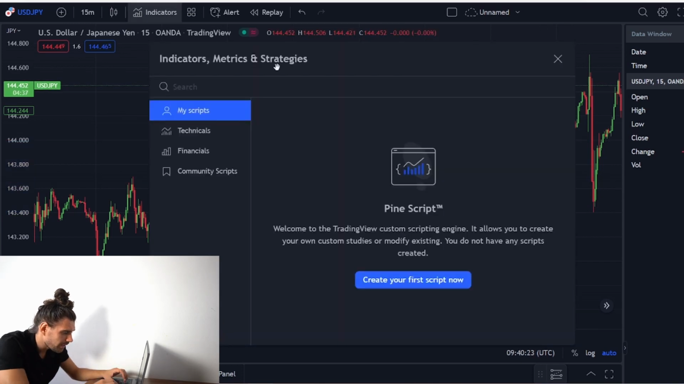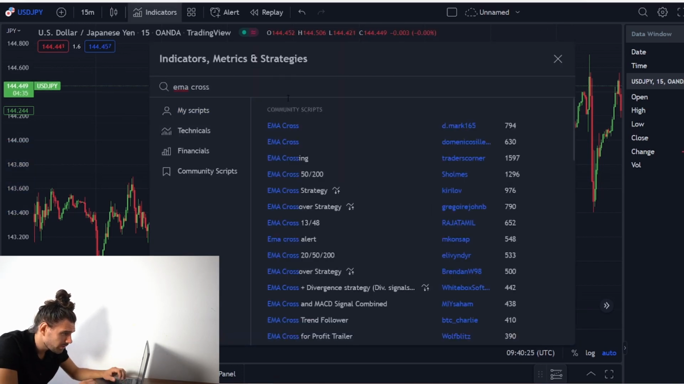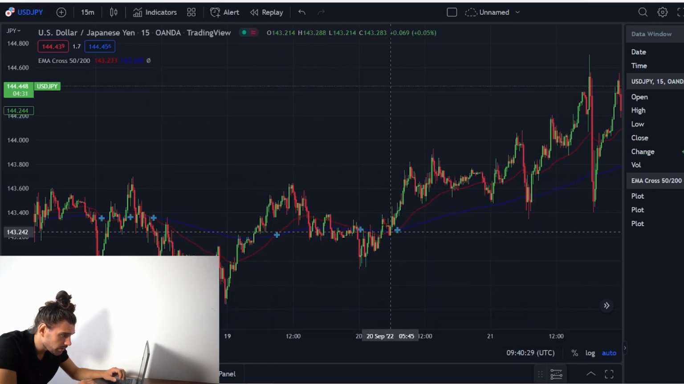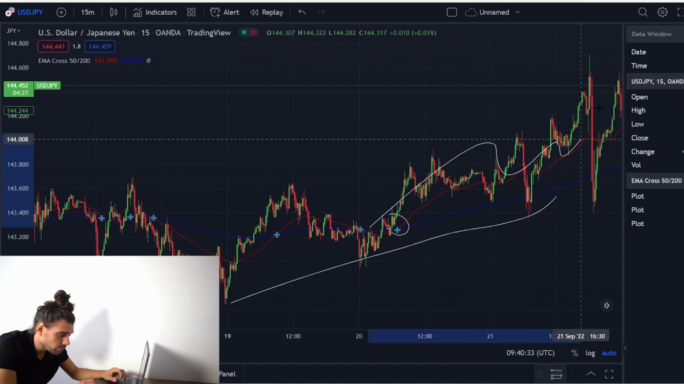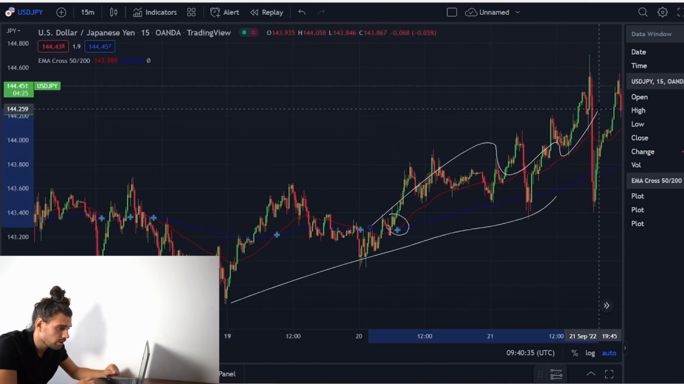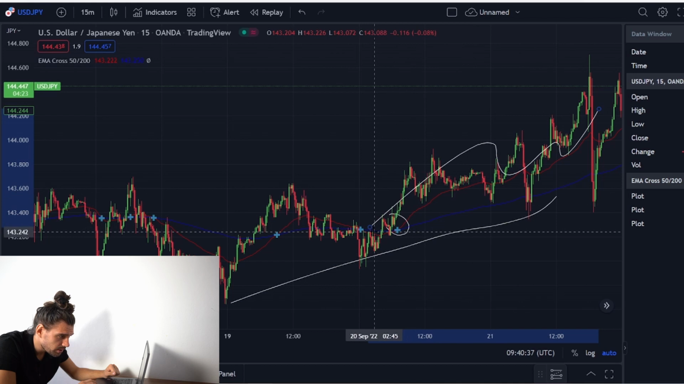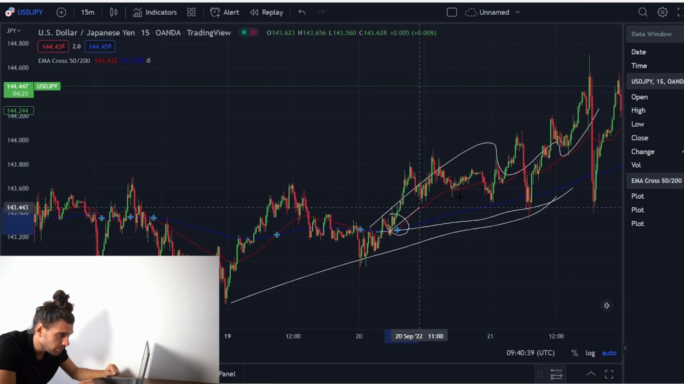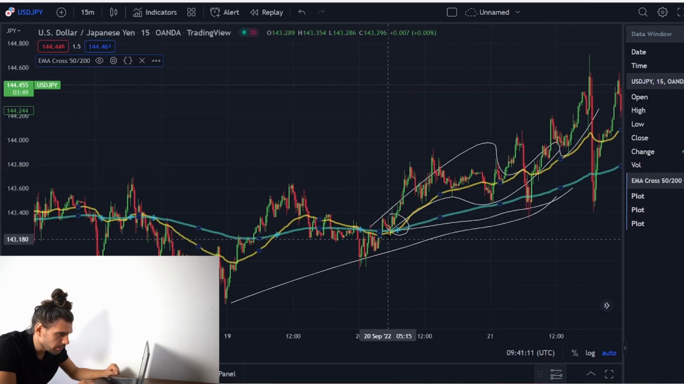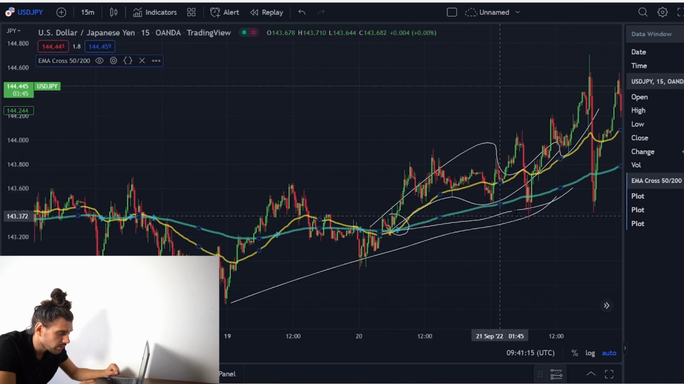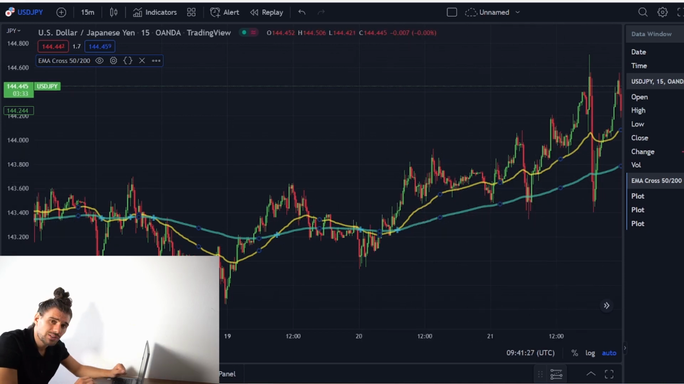We also add our EMA cross, the 50-200 EMA cross right here, and we see here we had this bullish cross right around here, and the market went to the upside. So now we know the market is going to the upside, since here the 200 EMA is below the 50 EMA. So here my yellow line is the 50 EMA, and this green blue line is my 200 EMA. So now that we have identified that the market is bullish, we go down to the lower time frames.